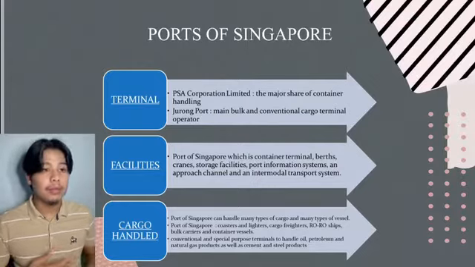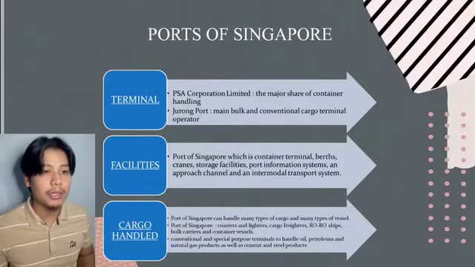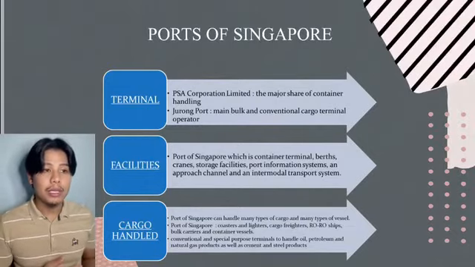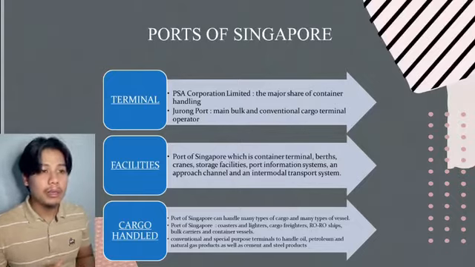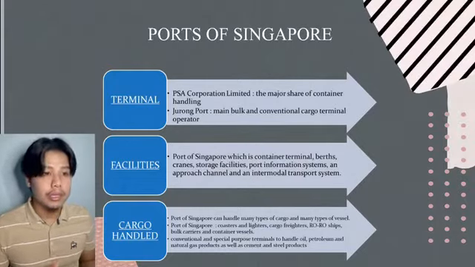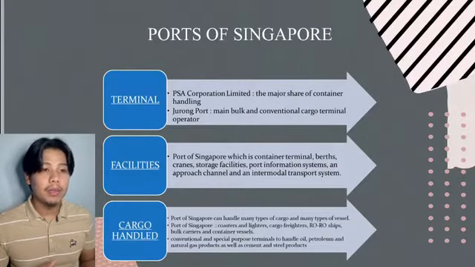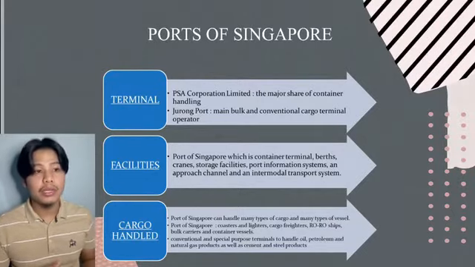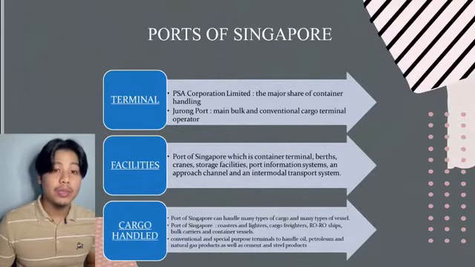So let's talk about the terminals at Port of Singapore. Port of Singapore has 2 main commercial port terminal operators, which are PSA Corporation Limited and Jurong Port. PSA Singapore Terminal manages the major share of container handling, while Jurong Port is Singapore's main bulk and commercial cargo terminal operator. These port terminals are located at Tanjong Pagar, Keppel, Brani, Pasir Panjang, Sembawang and Jurong.